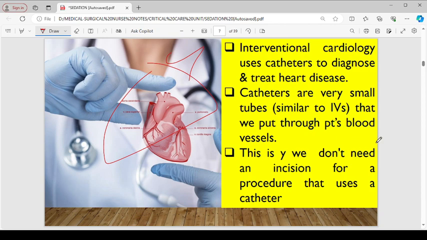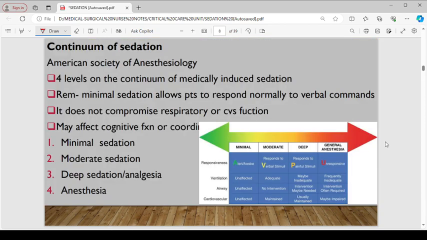All right. Now, after looking at all these procedures that will require moderate sedation, we can look at the continuum of sedation. According to the American Society of Anesthesiologists, there are 4 levels of continuum of medically induced sedation. Remember, minimal sedation allows the patient to respond normally to verbal commands, so there is nothing to worry about there. It does not compromise respiratory or cardiovascular function, though it may affect cognition or coordination.